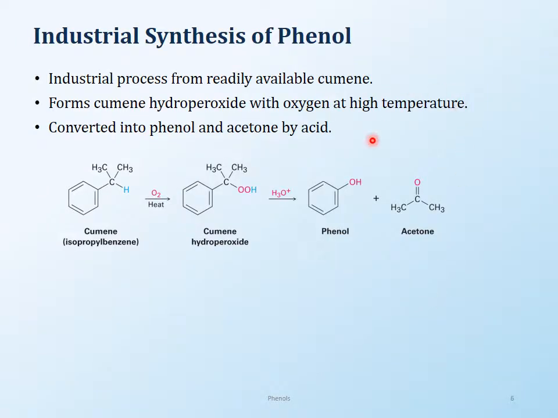Phenol can be made in the industry. It's a very common starting material, which means that it is made industrially. In the industry, it's made from cumene, and cumene is isopropylbenzene. The structure is right here, and you oxidize that, and it gives this kind of a peroxide. Once this peroxide is treated with acid, you get phenol, and you also get acetone.